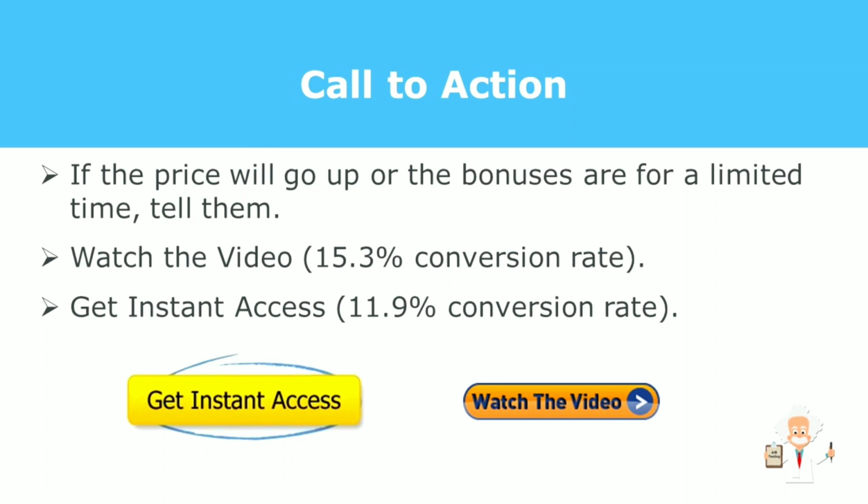Now, CTAs are not limited to the ones on your video. You can also direct readers to the written sales copy beneath your video to get positive results. Visual Website Optimizer found that if they changed their direct Get Instant Access call to action button to Watch the Video button, conversions rose to 15.3% compared to the direct call to action, which only had about 11.9%.